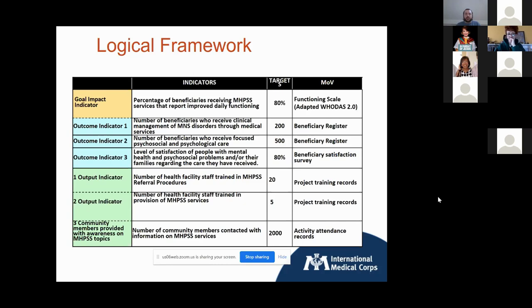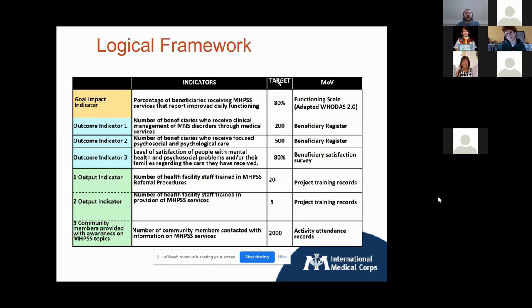And it's extremely important within this model and in terms of system strengthening and in terms of establishing and improving referral pathways and ensuring that they are maintained, that staff who don't provide MHPSS services do receive the training and do know how to identify if somebody may be in need of MHPSS services and know how to make appropriate referrals to the correct referral point.